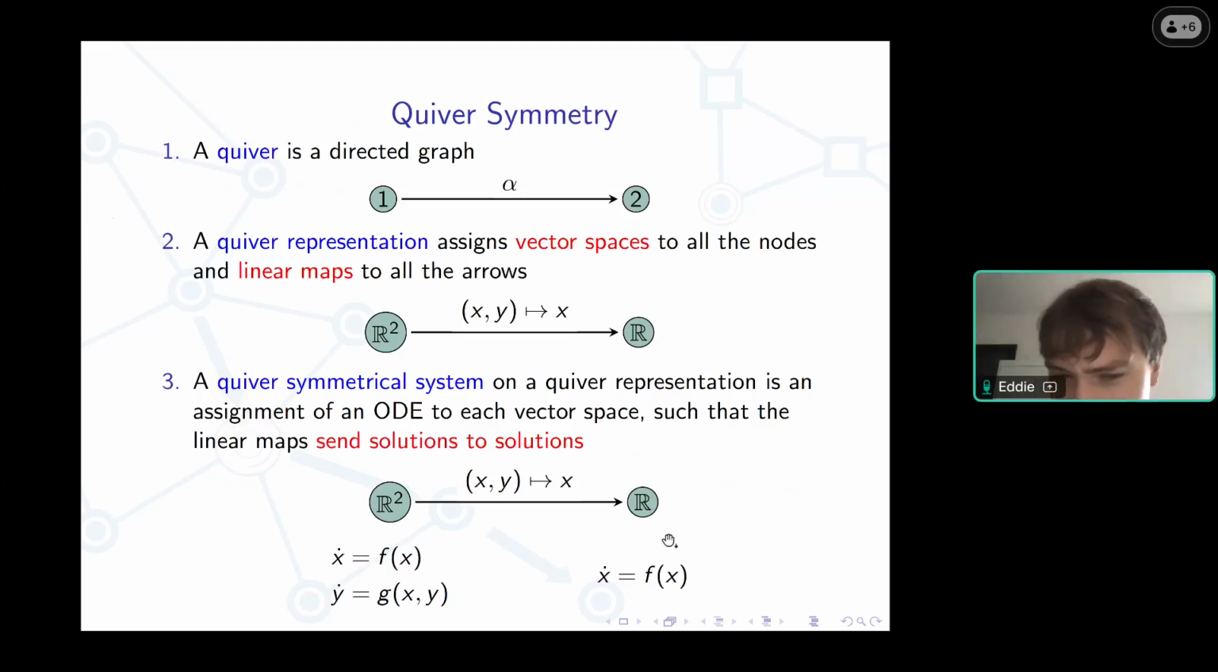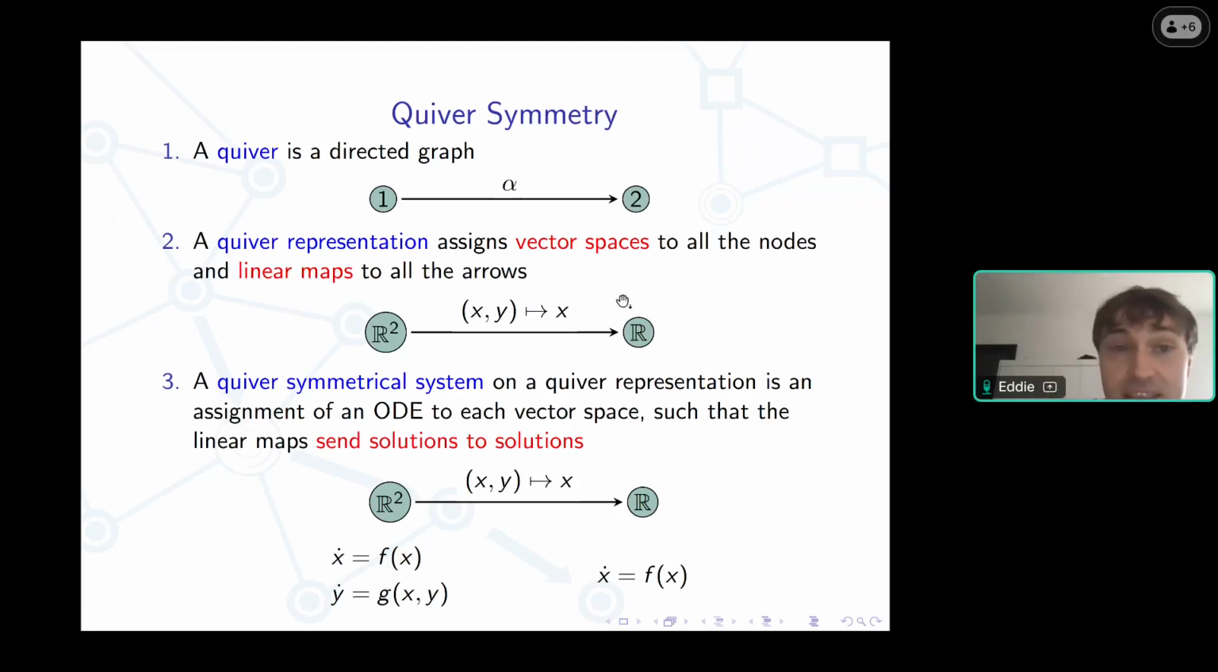And what's more, if you take a tuple of ODEs, here one and here one, and you demand that this sends solutions to solutions, this will be the form. So this is actually equivalent. Being of this form for some f and g, with the same f here, is actually equivalent, you can check that quite easily, to this map over here sending solutions to solutions. So this is just an example. In general, we have to check that for every arrow, for every linear map that you put on an arrow.